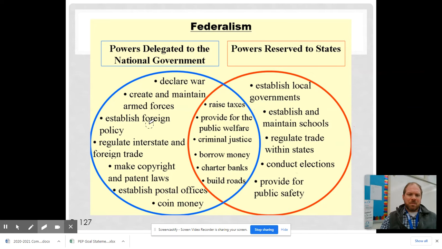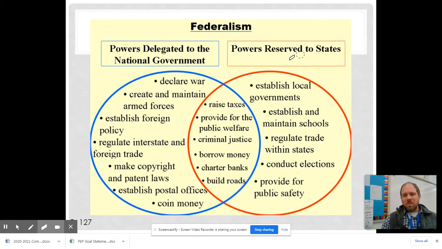The federal government can establish our foreign policy and deal with other countries and other leaders, regulate interstate and foreign trade, like when businesses trade between different states or different nations, like China or something. They make copyright and patent laws. This would be inventions, movies, music, all that kind of stuff. Establish the post office, and the federal government is allowed to make money.